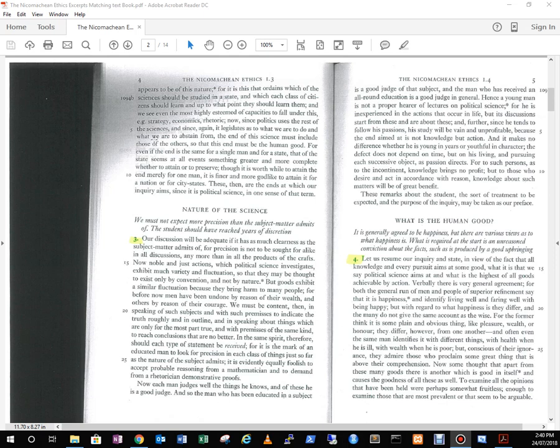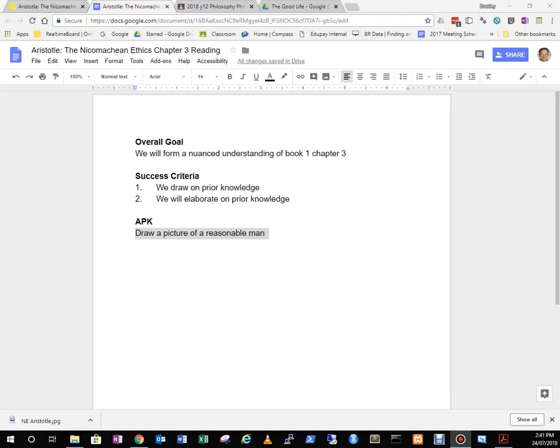Take a note. And the last thing is these remarks about the student, the sort of treatment to be expected, the purpose of inquiry may be taken as our preface. So he's basically saying, now that I've talked about who you need to be and how you're going to profit from what we've studied, let's get into the meaty stuff, the real philosophical stuff. Take a note.